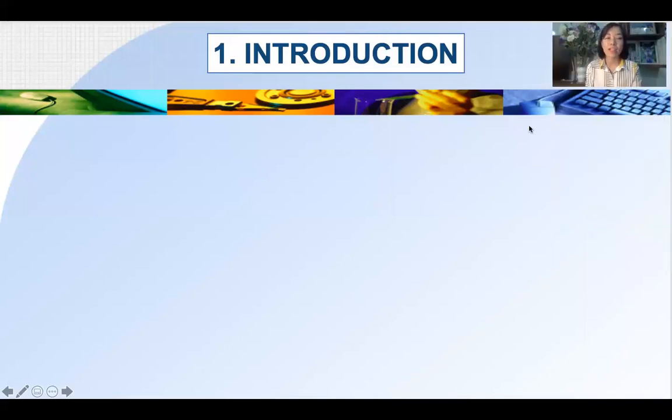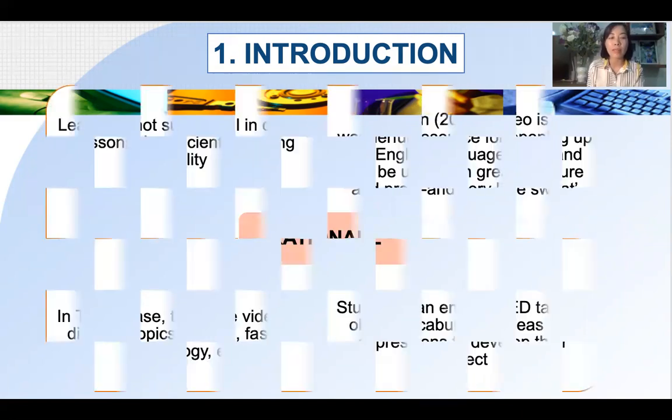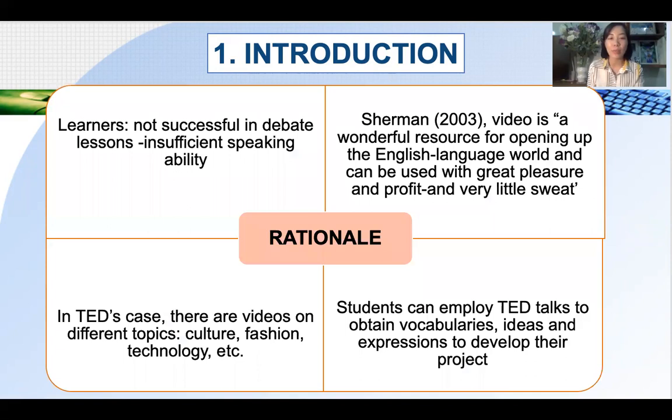Hello everyone. As you know, English language is a communication medium that is widely used all over the world. In order to follow the development of international language, learners are required to comprehend English language and apply it to their daily life. There are 4 main reasons why we conduct the research. Firstly, we see that our students at the Faculty of Foreign Languages, Hanoi University of Industry, seem not to have a successful performance in debate lessons due to their insufficient speaking ability. Therefore, there is a need to supply them with authentic materials in order to have better preparation for classroom debates.